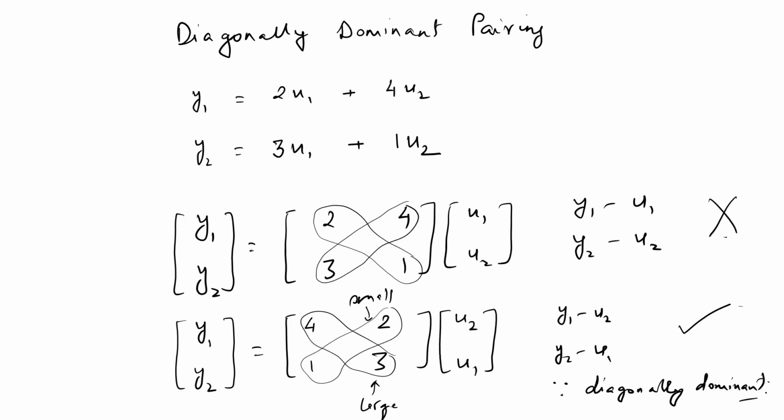Okay, so this pairing would be better than that pairing just by inspection. So there is this idea of pairing your outputs with inputs such that your gain matrix is diagonally dominant. Are there other more systematic ways that directly address this issue of interaction? Interaction matrix.